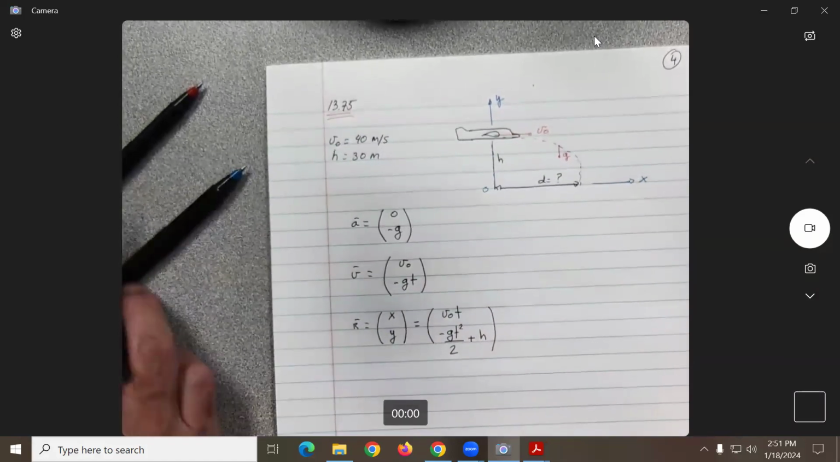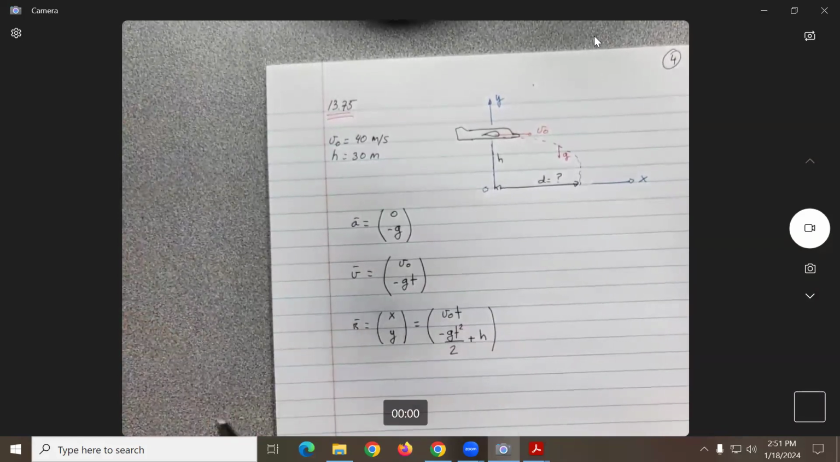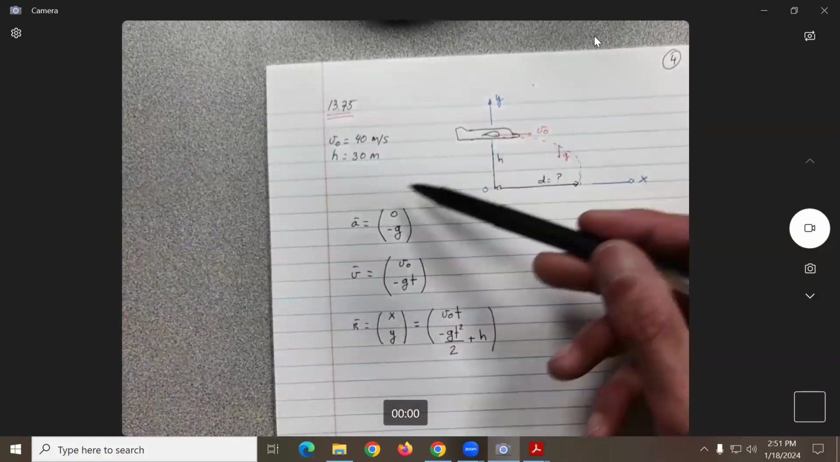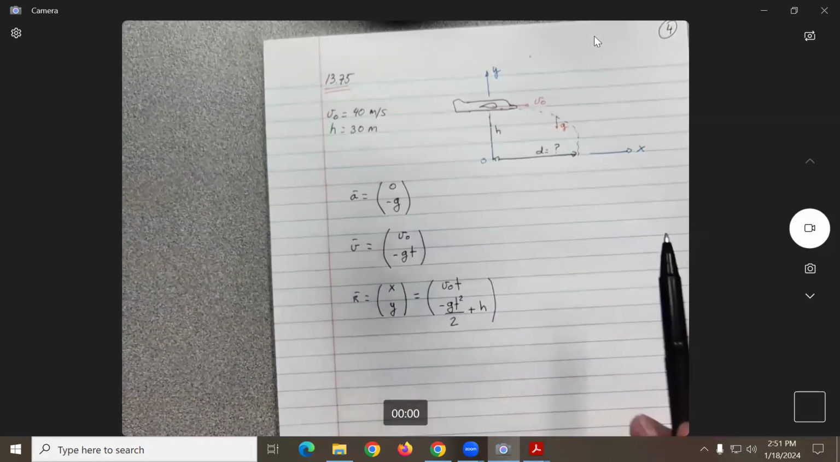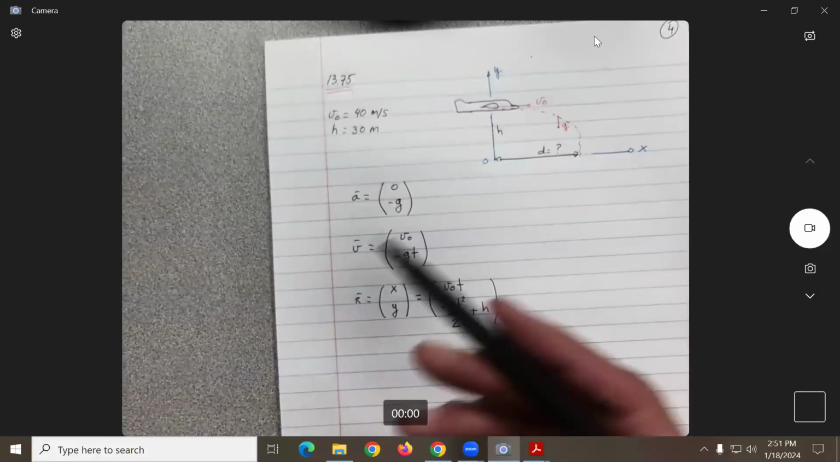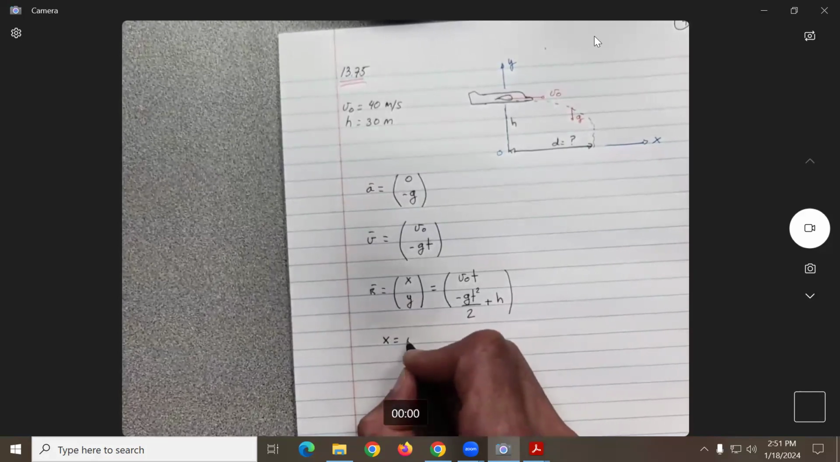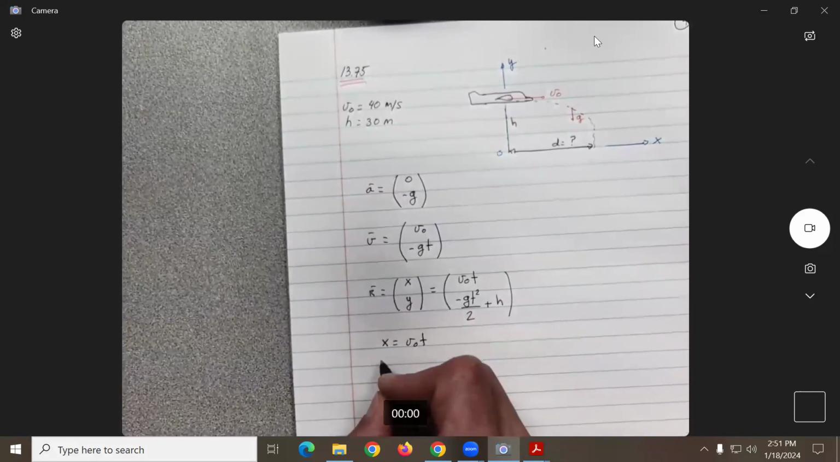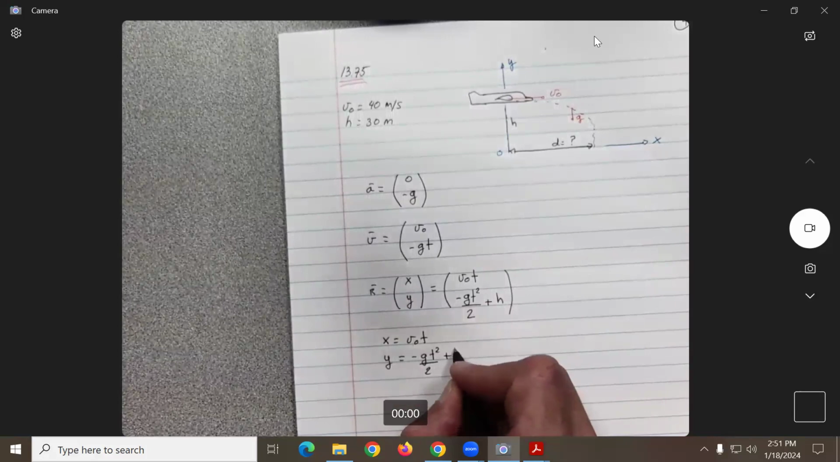So basically, what I'm doing with all this stuff is that it's not a matter of memorizing anything. It's a matter of understanding the process, no? How long did it take us to do this? 1, 2, 3 lines, no? Now it's like before. This is equivalent to writing down x equal v naught t, y equal minus gt squared over 2 plus h.